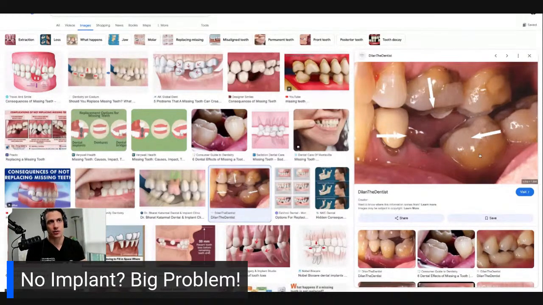And I see this so often. So now your entire bite on this side has changed because, as you can see here, this tooth has gone up, right? If you draw a straight line, you can see this tooth here has gone upward.